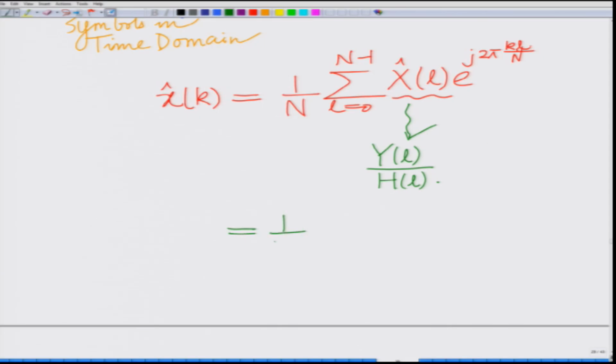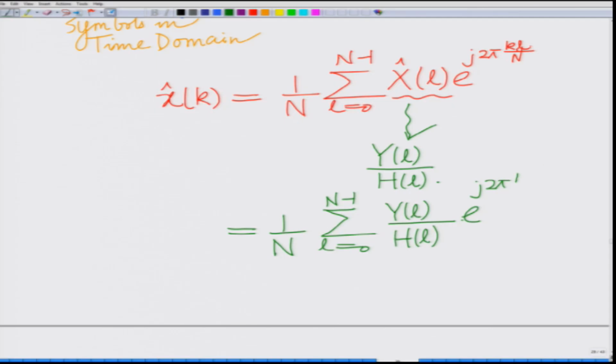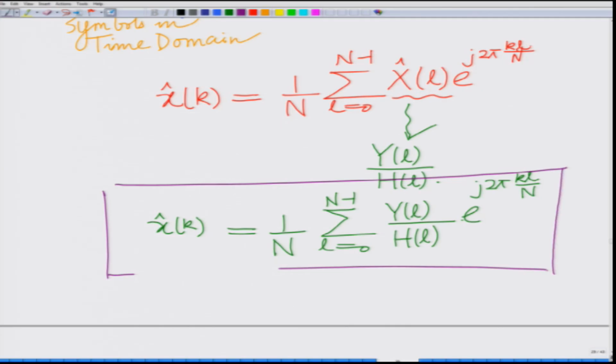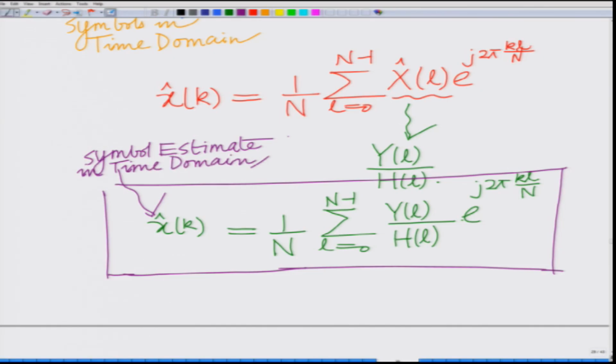So, this is basically 1 over N summation L equal to 0 to N minus 1 Y of L divided by H of L times e to the power of j 2 pi k L by N. This is your X hat of k, and that basically gives you your symbol estimate, the symbol estimate in the time domain. Okay. So, what we have is the symbol estimate in the time domain.